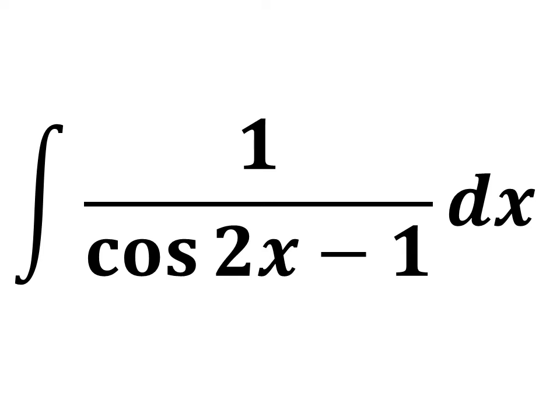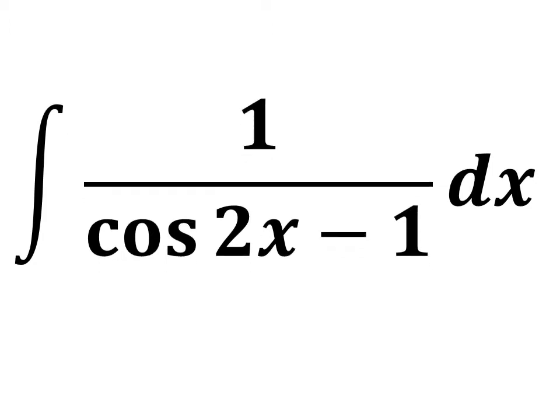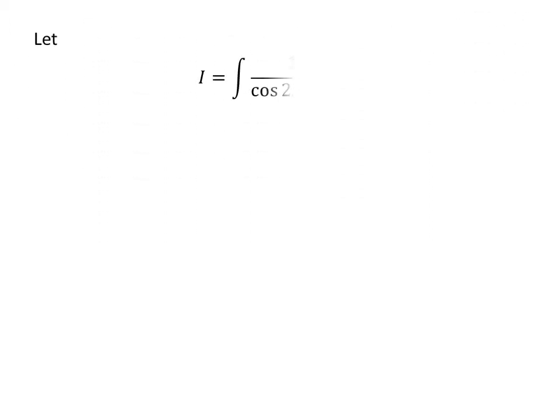In this video, we will solve the integral of 1 upon cosine of 2 times x minus 1 with respect to x by using a simple trigonometry identity. Let I be equal to the integration of 1 upon cosine of 2 times x minus 1 with respect to x.